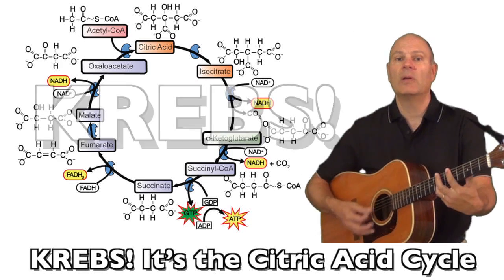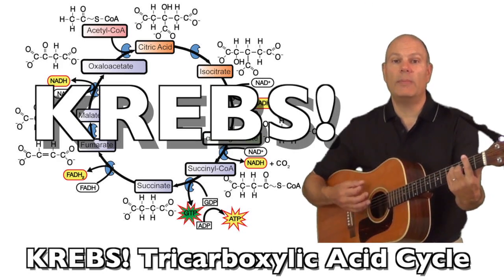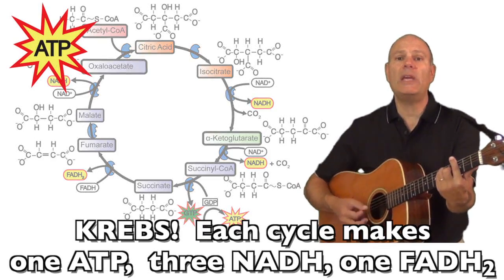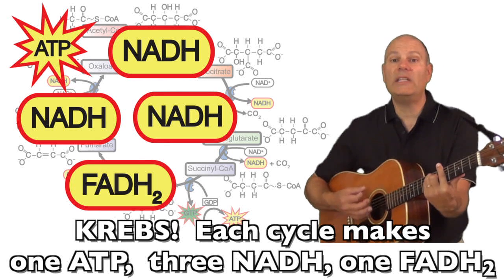We're talking Krebs. It's a citric acid cycle, Krebs. Tricarboxylic acid cycle, Krebs. Each cycle makes one ATP, 3 NADH, 1 FADH2.